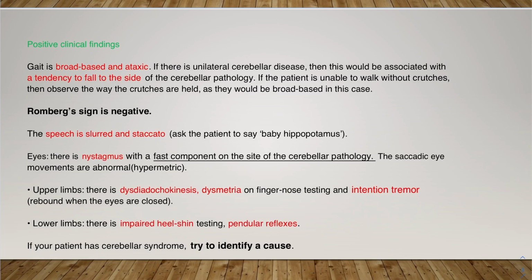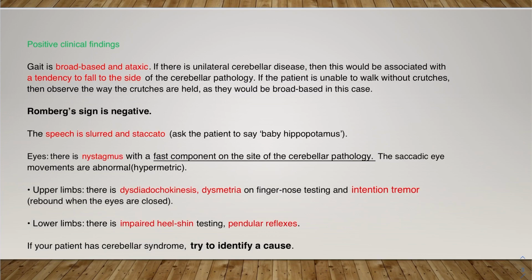Next thing you look for is the speech. Normally, patients who have cerebellar syndrome have a slurred, or what we call staccato, speech. So we can ask the patient to repeat a few phrases like 42 West Register Street or baby hippopotamus. Then you look at the eyes. You may find on the monitor there is nystagmus. And remember that if you see nystagmus, the fast component will be on the side of the cerebellar pathology. And the saccadic eye movements are abnormal, will be hypermetric.